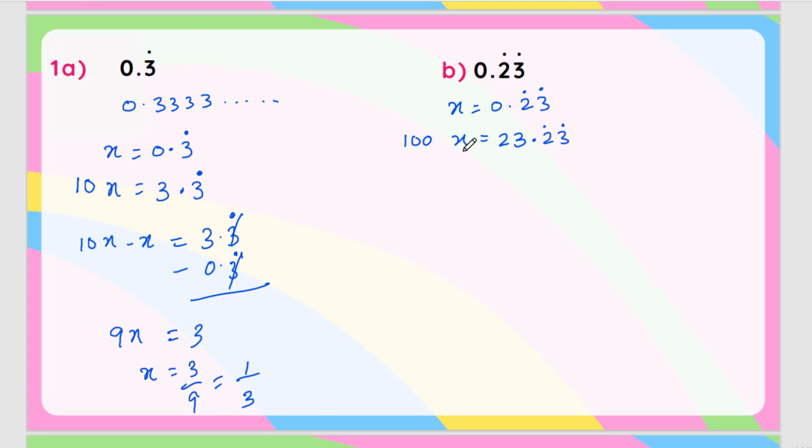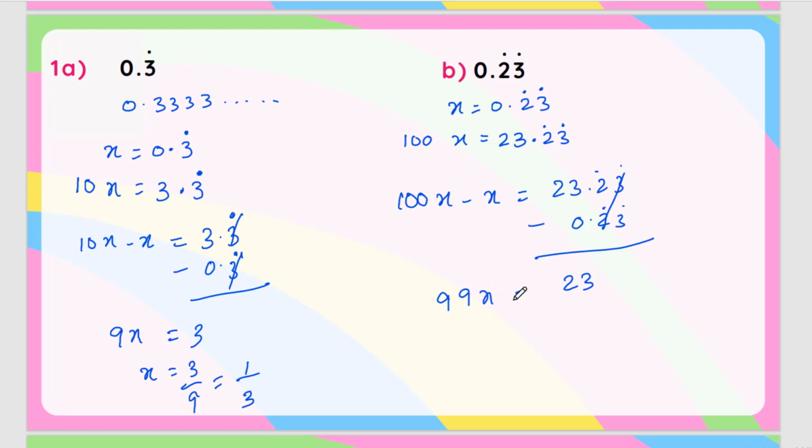Now after this we should subtract 100x and x. So 100x minus x equal to 23.23 dot minus 0.23 dot. Now I am just terminating that tail part. So 23 minus 0 is 23. So 100x minus x is 99x. So x equal to 23 by 99.